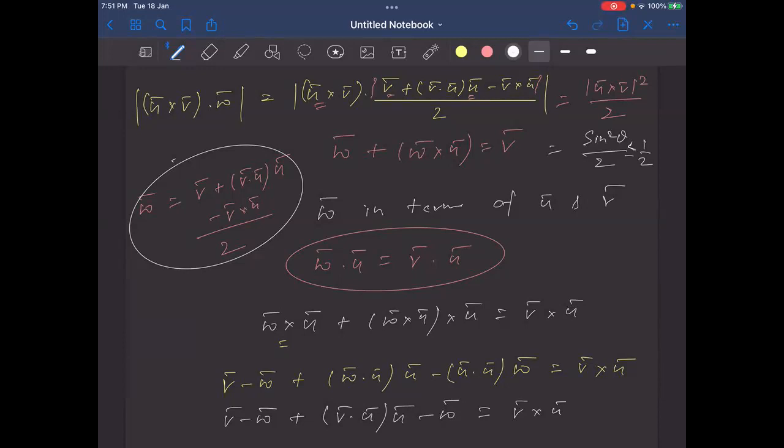Mod u and mod v are 1, so we got less than or equal to half. We got the inequality, and they are saying that the inequality is true when u is perpendicular to v. So that's coming when sin squared theta will become 1, then the inequality will hold true, correct? The equality will hold, so it means both vectors will be perpendicular at that particular point. Is it clear? Yes, sir.